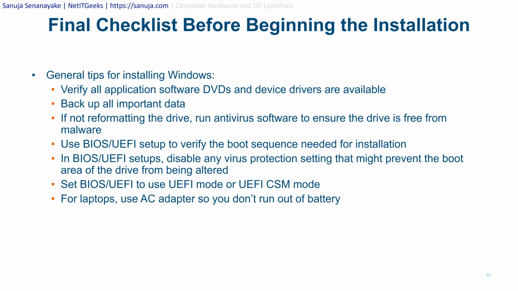General tips for installing Windows also include: verify all application software, DVDs, device drivers, or USB keys are available. Back up all important data, especially if reformatting the drive. Run antivirus software to ensure the drive is free from malware. Use BIOS UEFI setup to verify the boot sequence needed for installation.